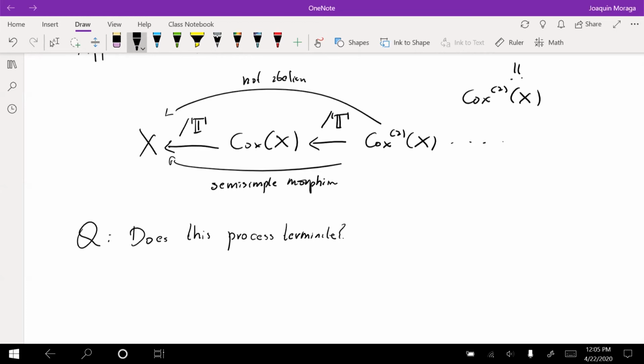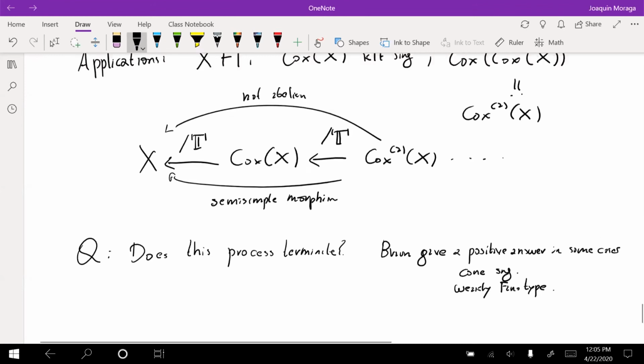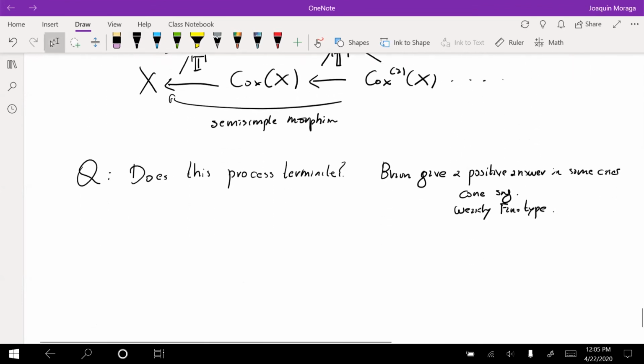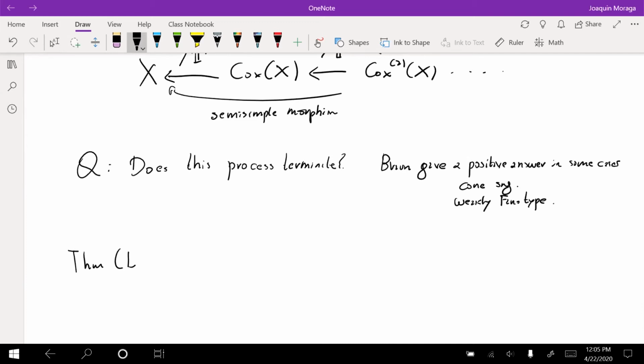Brown gave a positive answer in some cases. So I think that he worked with cone singularities and weakly Fano varieties. I don't remember what he means by weakly Fano, but I just remember the word in his paper. So something that we can prove now is the following. Take X, a Fano variety of dimension n, and take the iteration of the Cox ring.